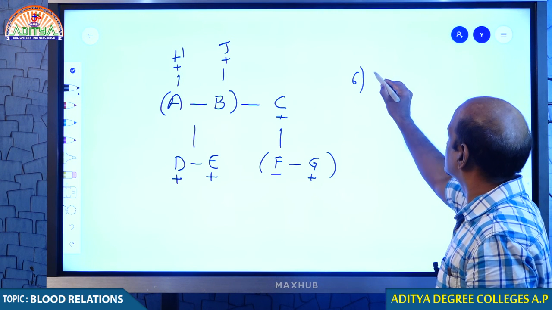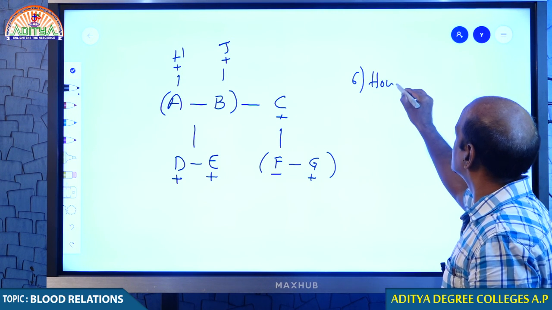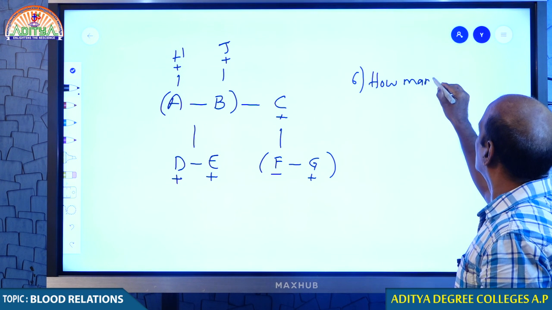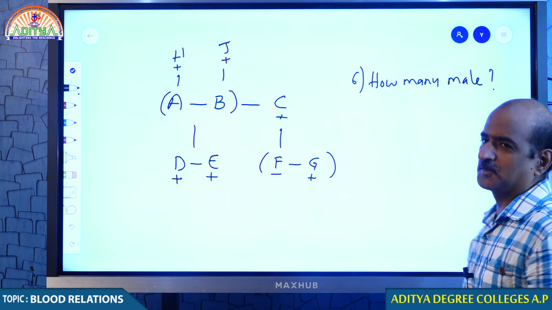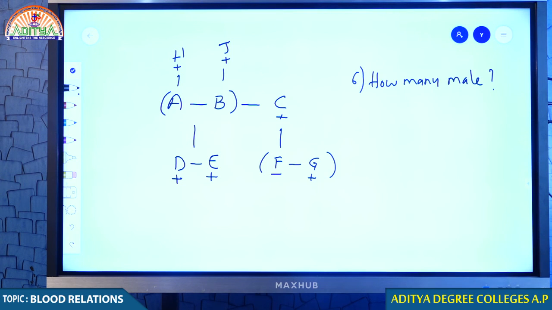My question number 6. How many male members are there in the family? Come on, comment. How many male members are there in the family? Come on, student. Now comment. It is the time to comment. How many male members are there in the family? I need to know your answer.